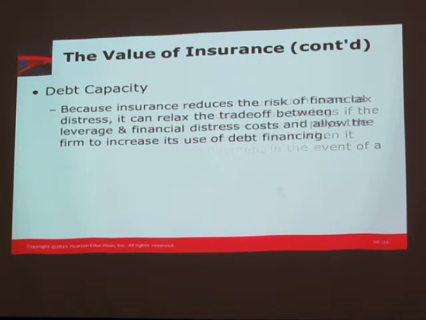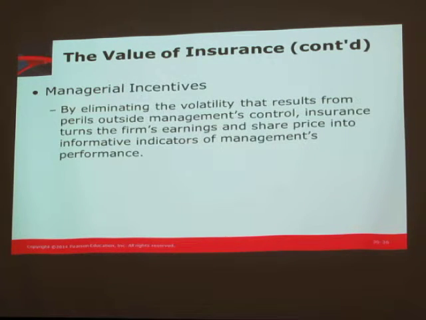Tax rate fluctuations, debt capacity. The more debt we take on, what happens? More expensive. And also more financial risk for us, right? We make a lot of money, it's really good. Managerial incentives? Volatility. What can I control? What I can't control, I can insure. Right?